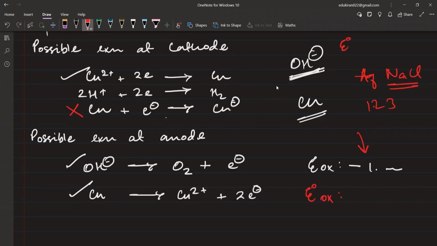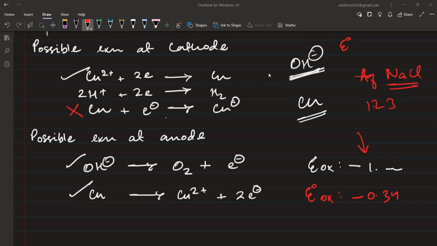If it is only E naught, then please remember the line: by IUPAC convention, the E naught, standard electrode potential of any half cell, is represented by the standard reduction potential. The standard electrode potential is the same as the standard reduction potential. So E naught oxidation is going to be minus 0.34. Is that correct, guys? Please tell me. Is this right? Yes or no? Yes, okay.